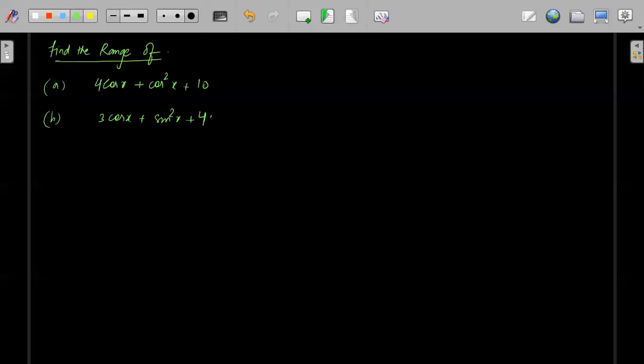Fine. 4 cos x plus cos square x plus 10, and second is 3 cos x plus sine square x plus 4. Okay. Just take your time. Both questions are on converting into perfect square. Just convert into perfect square. You will get the answer.